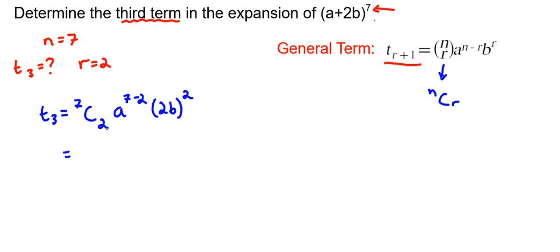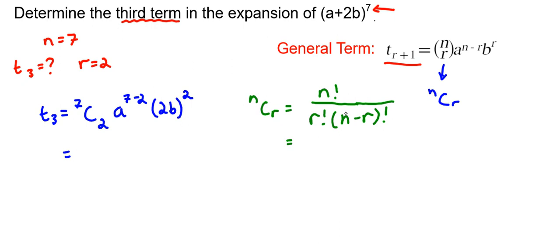Now this 7 choose 2 might pose a bit of a problem. If you have a calculator, you can just use your nCr button on the calculator. If you don't have that, you'll have to remember what nCr actually means mathematically. And what it means is n factorial over r factorial times n minus r factorial. So we're going to do a little bit of factorial work here. I'm going to assume that you maybe don't have a calculator for this problem.